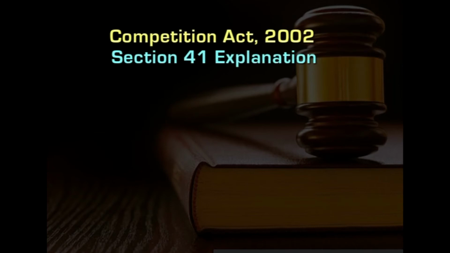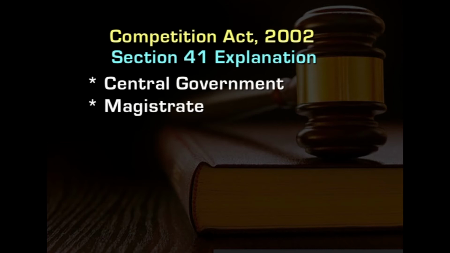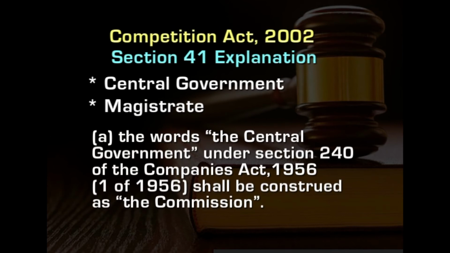There is also an explanation provided to section 41 for the purpose of understanding the term central government and also the term magistrate. Under subsection A of the explanation, the word central government under section 240 of the Companies Act shall be construed as the Commission. This explanation is provided because under section 240 of the Companies Act, the word central government is substituted by the word Commission for the purpose of implementing the objective of section 41 as being discussed by us.